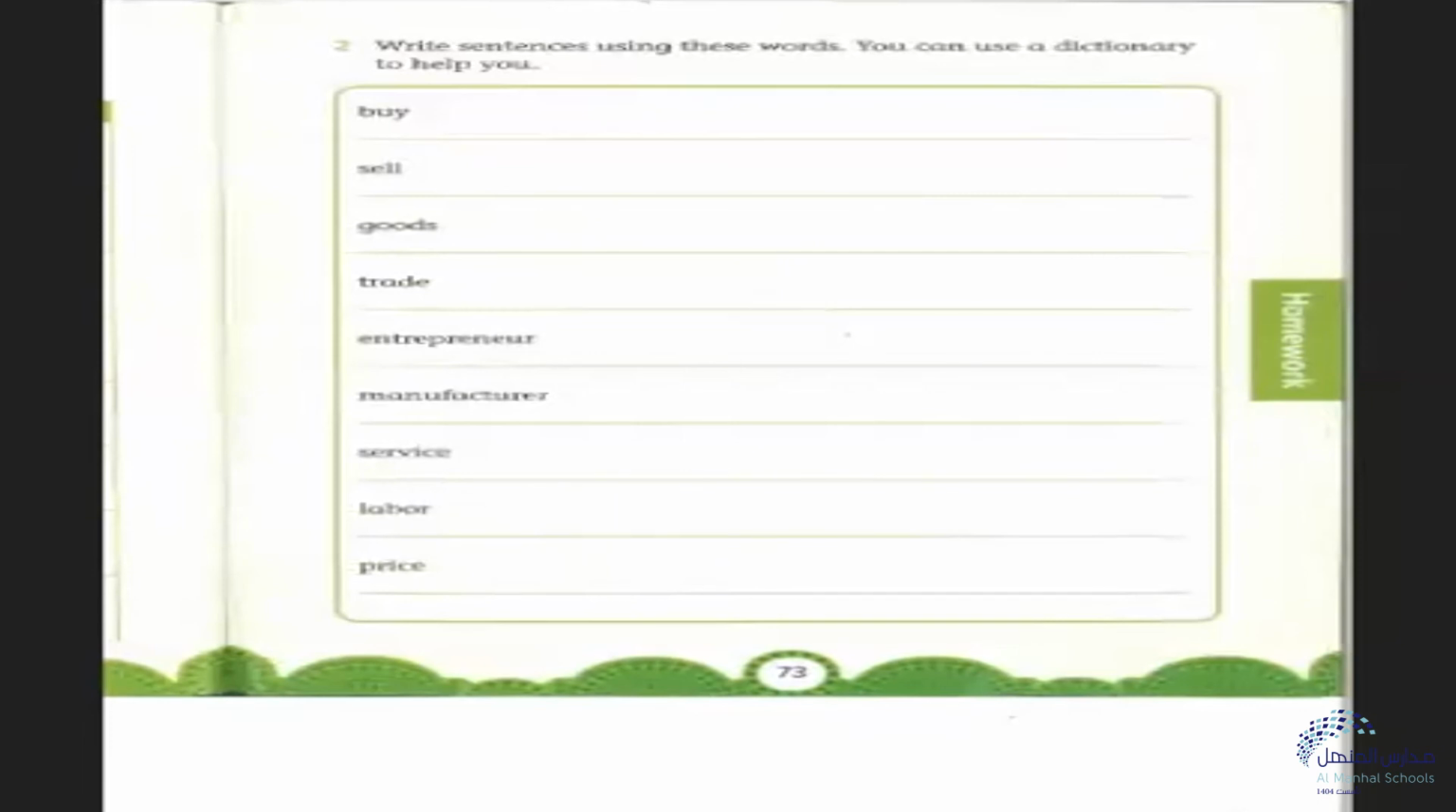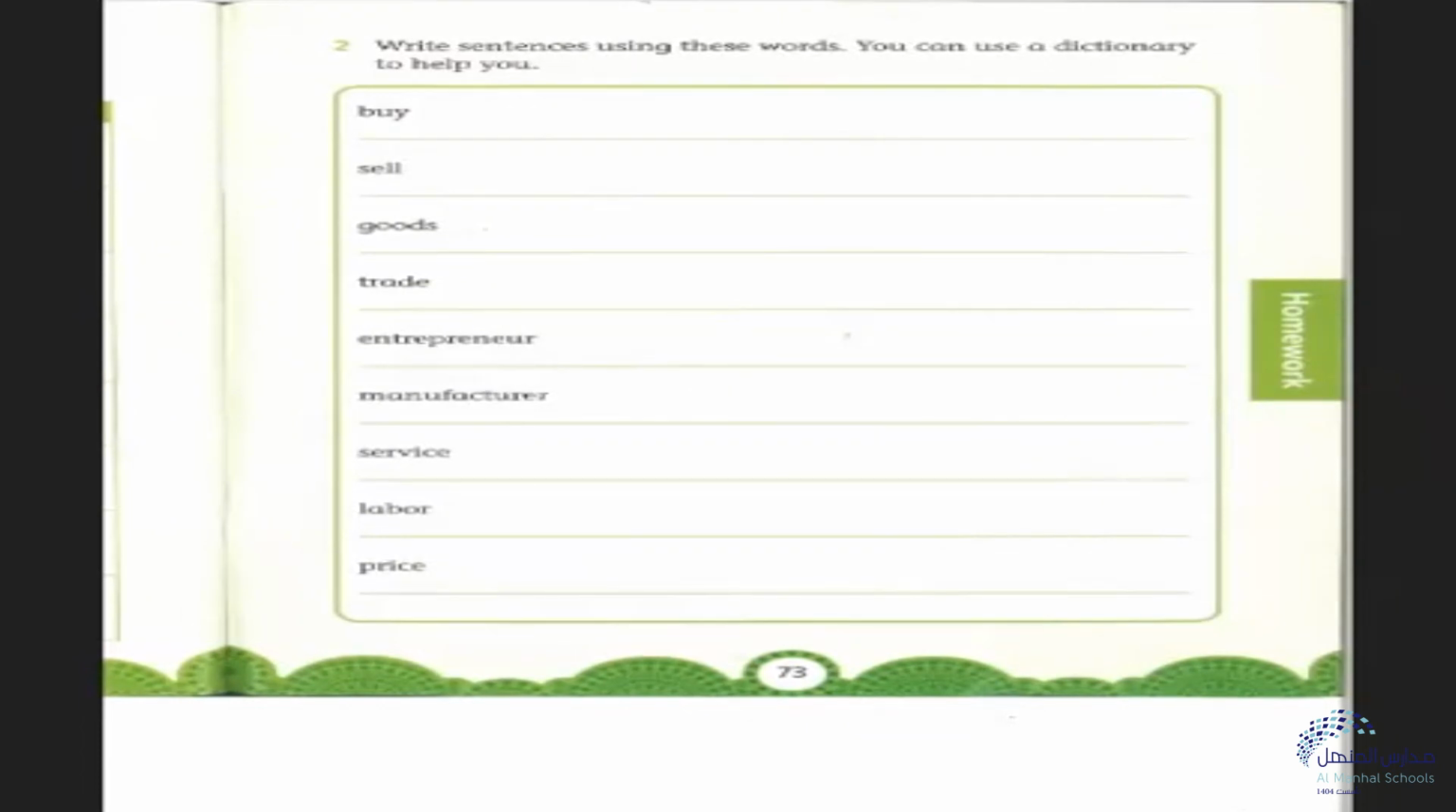Let's go to the last page, page 73. Remember, this is homework that I'm going through with you. So you must have your book in front of you. You can look on the screen for the pages, but your book must be in front of you. The last page, page 73, is an English exercise. You see the words there, and you must just write a sentence. You can use a dictionary or Google, and just write a short sentence for that word.